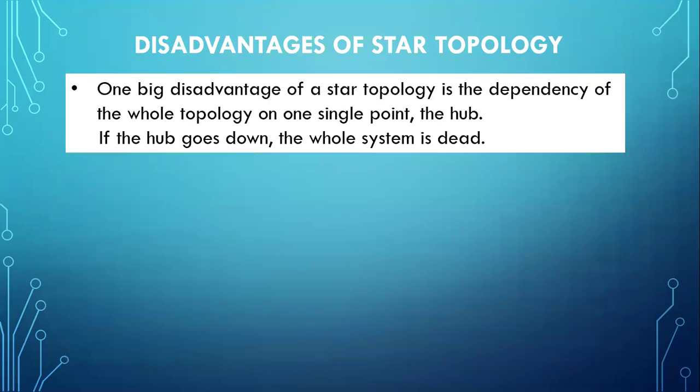In terms of disadvantages, one big disadvantage of the star topology is the dependence of the whole topology on a single point, the hub. So if the hub goes down, the whole system goes down.